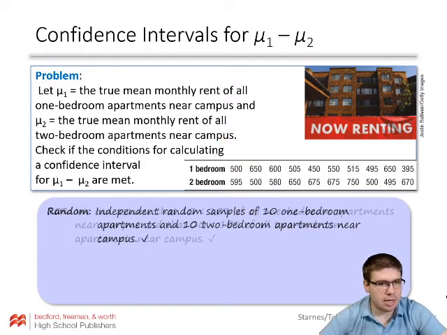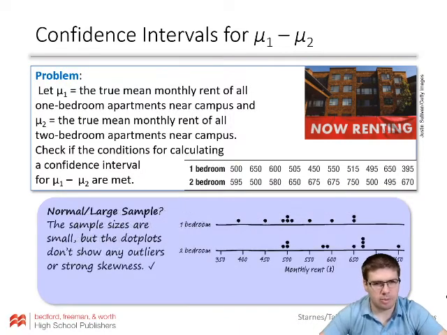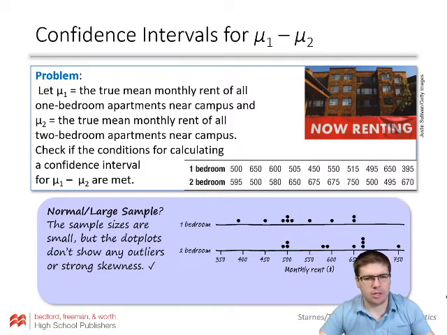The next condition, the 10% condition. Both samples, we're guessing, are below 10% of all apartments in the area. So 10 is less than 10% of all the 1-bedroom apartments, and 10 is less than 10% of all the 2-bedroom apartments. And then for normality, they don't tell us that it's normal. We don't actually have large counts, so we have to graph our data. The sample sizes are small, but the dot plots don't show any outliers or strong skew. So these are fine. 10 points is not great for making that assessment, but we'll go with it.